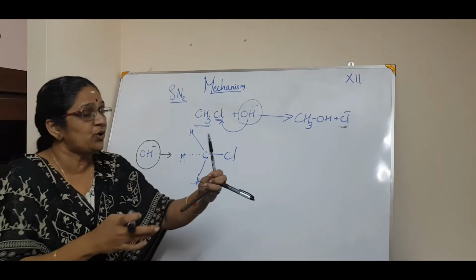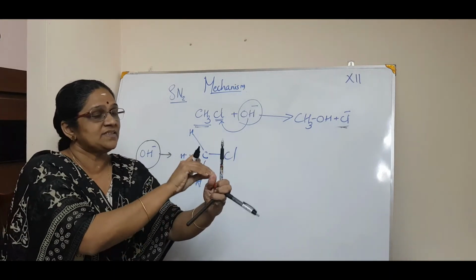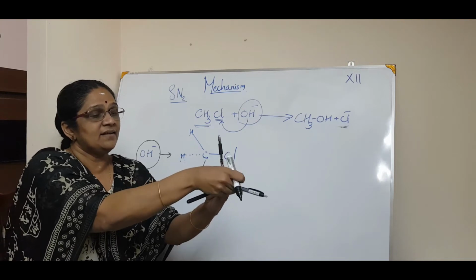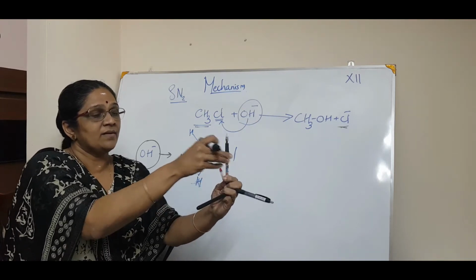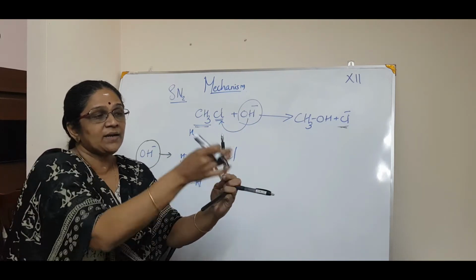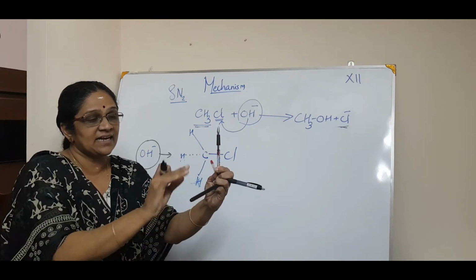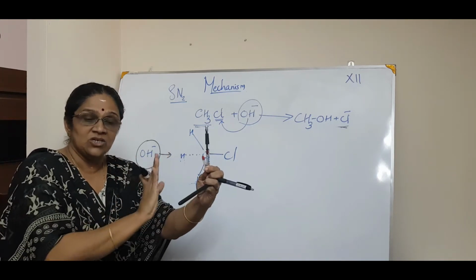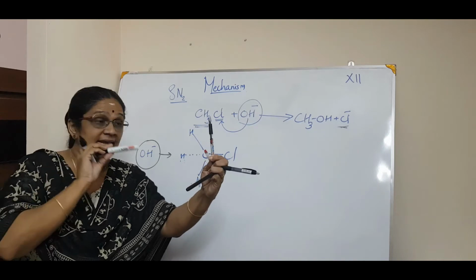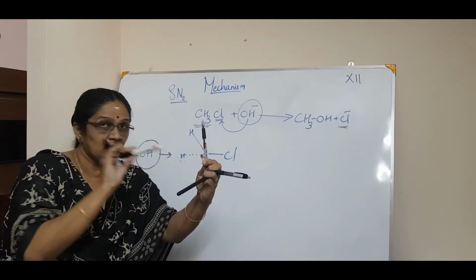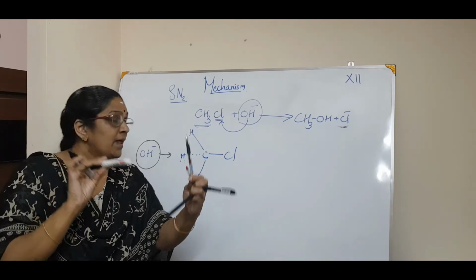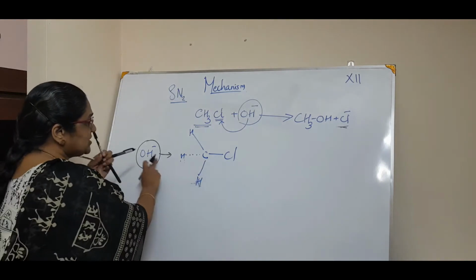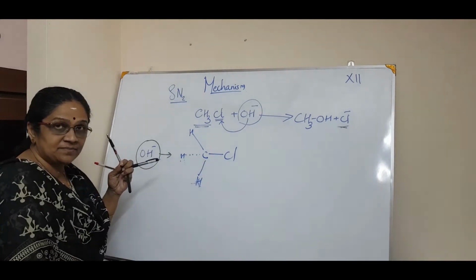That is why I told you it is like this. This is the chlorine atom, this is the first hydrogen, hydrogen, hydrogen. See, this space is free, so the nucleophile can attack from this position. Now I hope you understood the visualization. Now this OH minus comes in to attack.